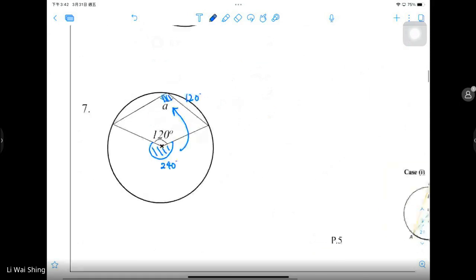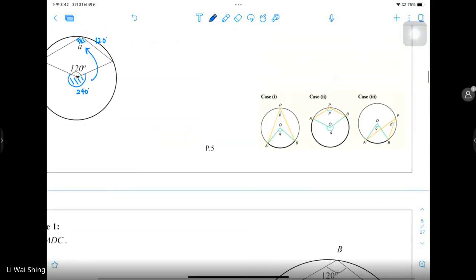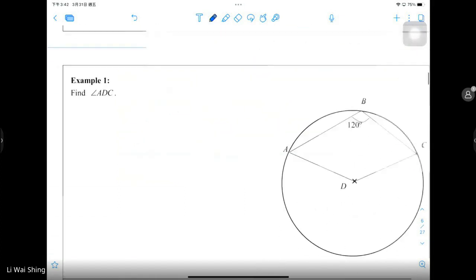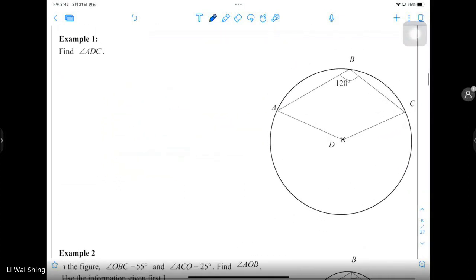OK, the third case I won't prove for you, you prove it yourself. The three cases of angle at center twice angle at circumference. For case 2, it's the easiest to make mistakes. Alright, so let's move on to example 1. Actually, we have done this example, just the presentation.